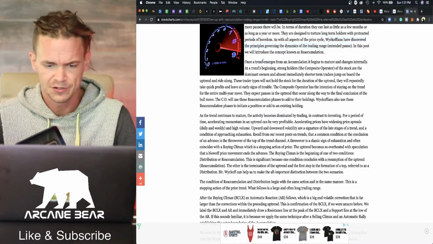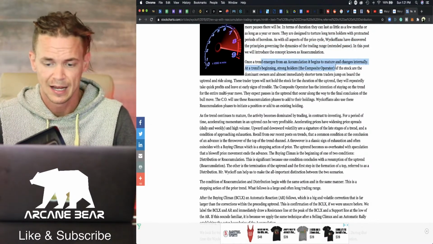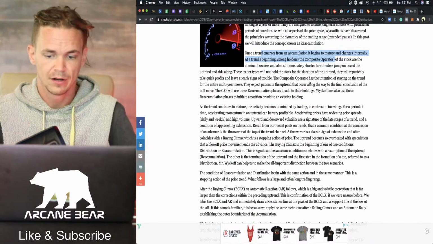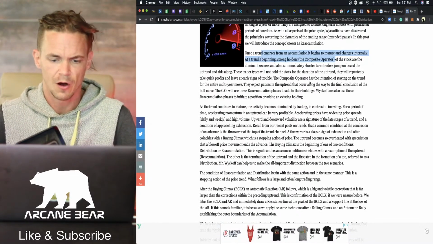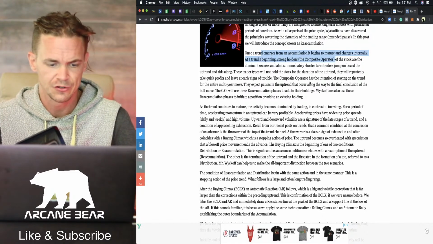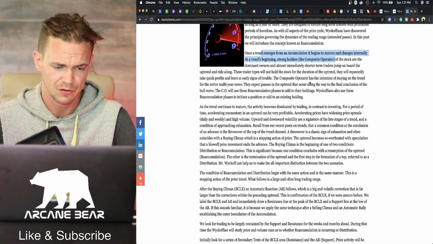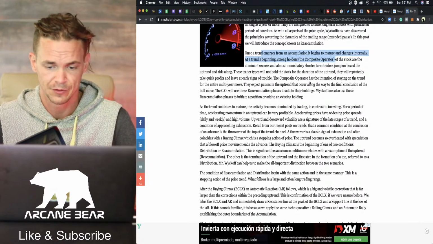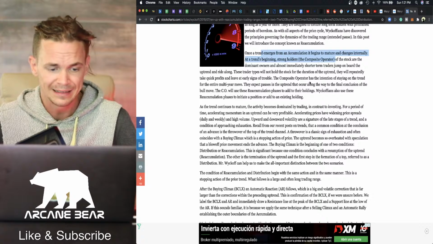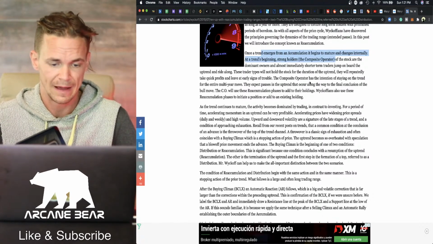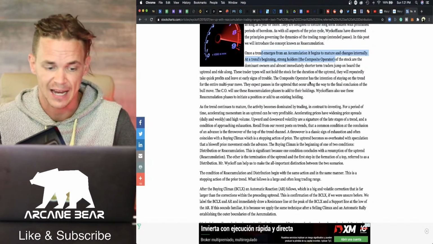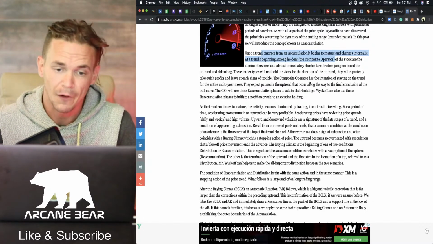Once a trend emerges from the accumulation, it begins to mature and changes internally. At the trend's beginning, strong holders of the composite operator of the stock are dominant, and owners are almost always immediately joined by shorter-term traders who jump on board for the uptrend and the ride-along. These traders will not hold the stock for the duration of the uptrend, and they will repeatedly take profits and leave at the early signs of trouble. The composite operator, on the other hand, has the intention of staying on the trend for the entire multi-year move.